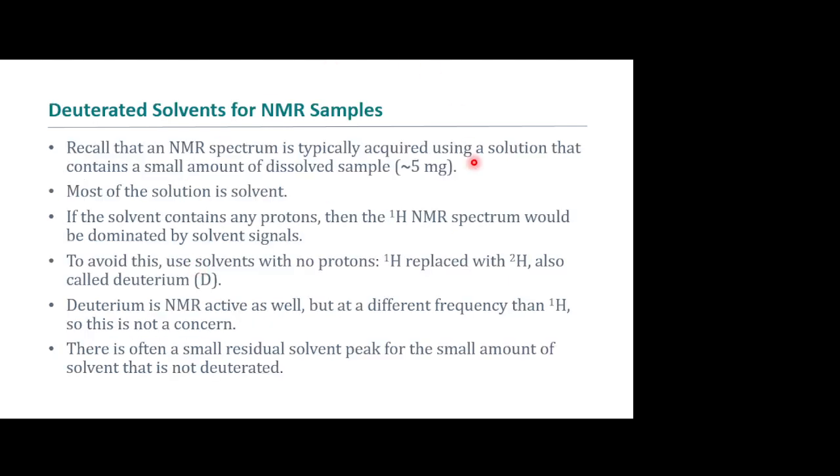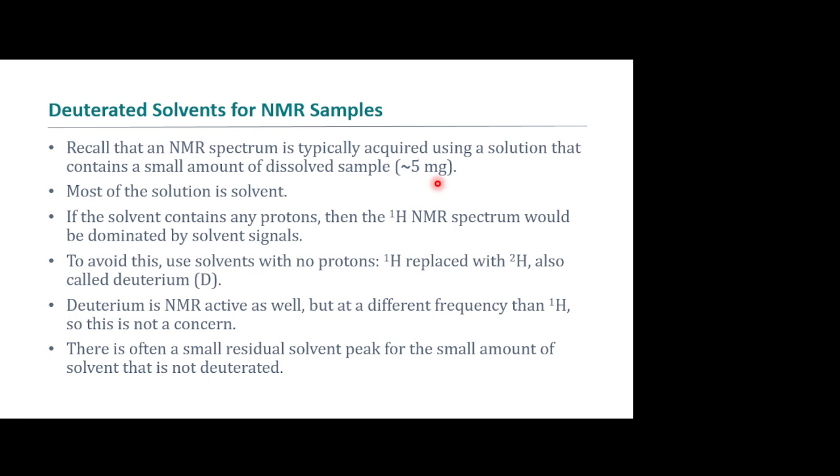Okay, let's talk about deuterated solvents. We have a kind of baseline that we built up now, right? Of why these things shift, what causes those, how we are getting these different signals. Recall that our NMR spectrum is typically acquired using a solution. This is going to contain a very small amount of sample. You would not put in a dry powder. It's a little sample vial, okay?